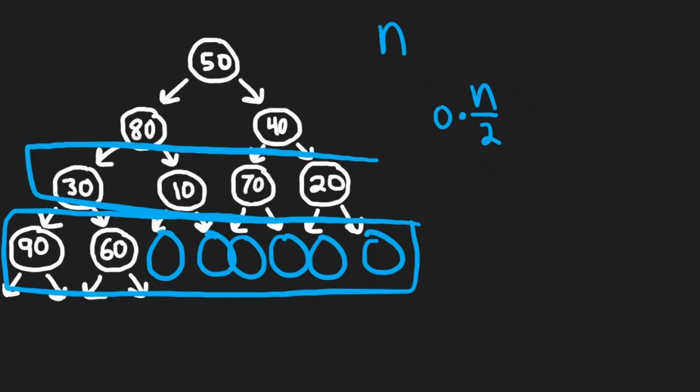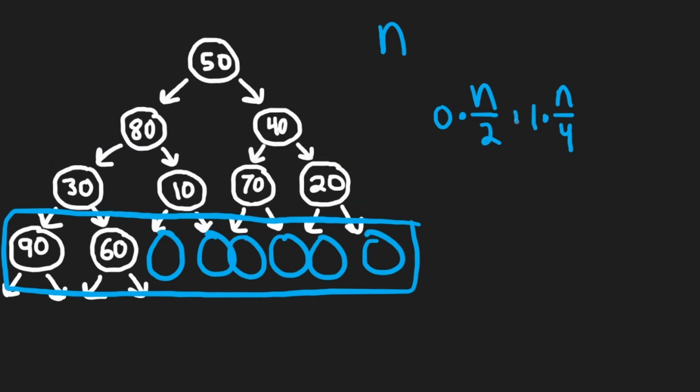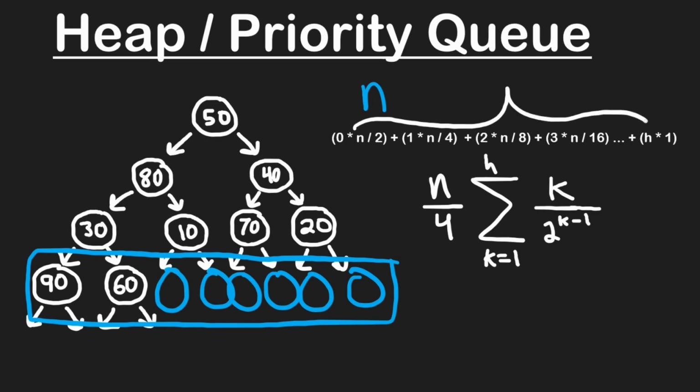What about the next level? Well, that's going to have half of the nodes that this level had. So we can call that n divided by 4. How much are we going to have to percolate these down? Well, 1 each. So we're adding these two terms together: 0 times n divided by 2 and 1 times n divided by 4. And if we expand that, we get a summation that looks like this.